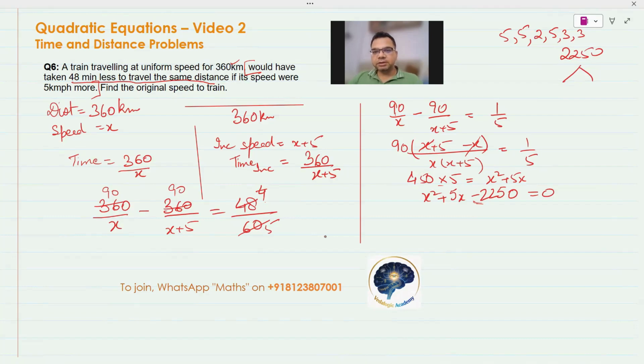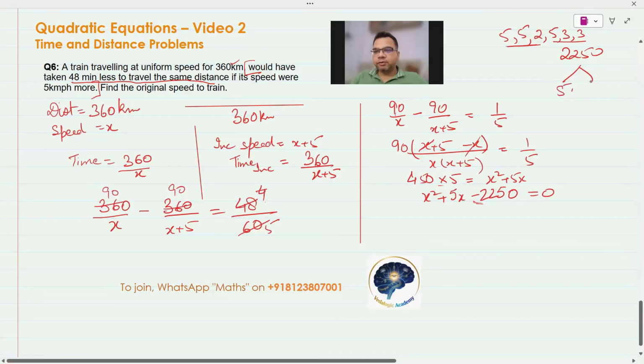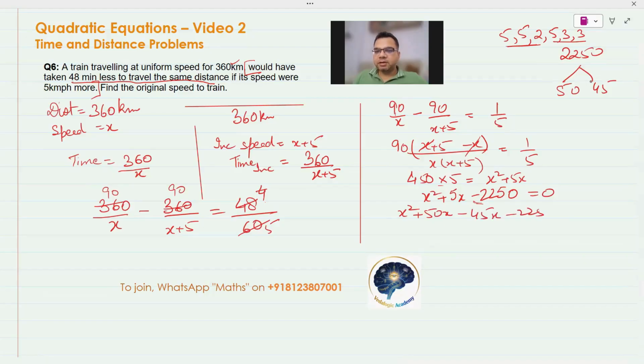So let me try to find out the factors. What we are going to do is take 50 and 45 as the factors of this. Okay. So that will become 9 fives are 45 and this is 50. So it becomes 50 and 45, and that will give me the answer as plus 5x. So x square plus 50x minus 45x minus 2250 equals 0.